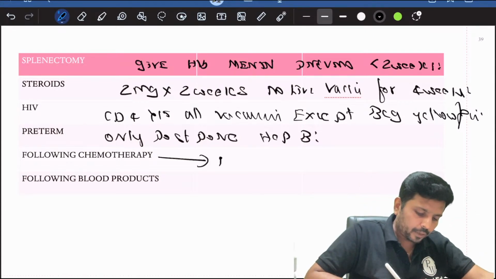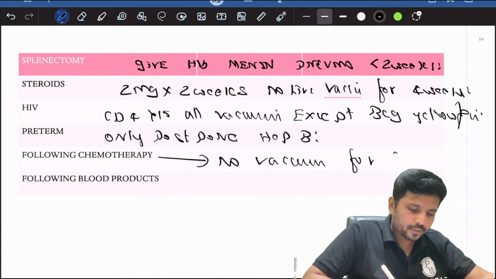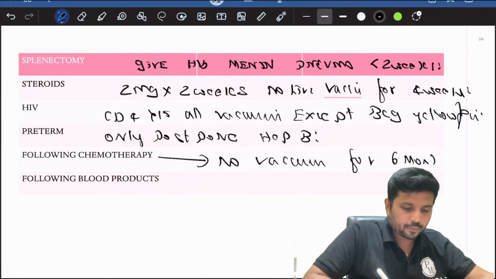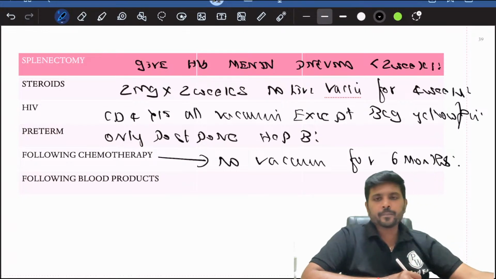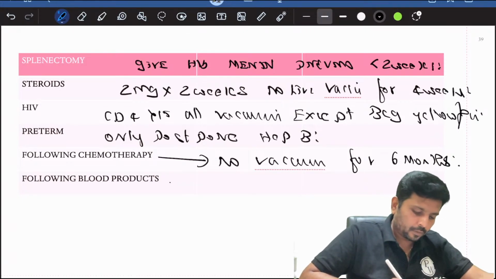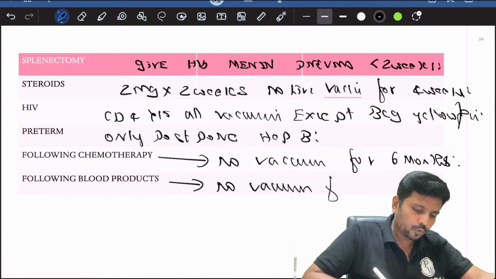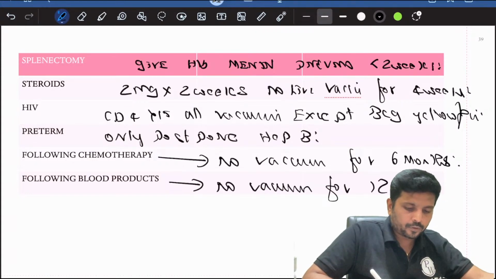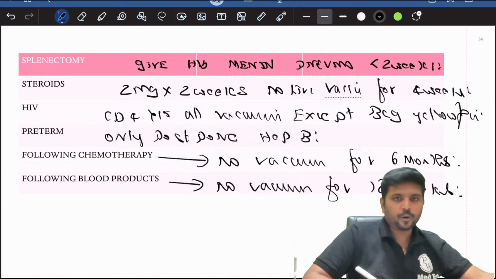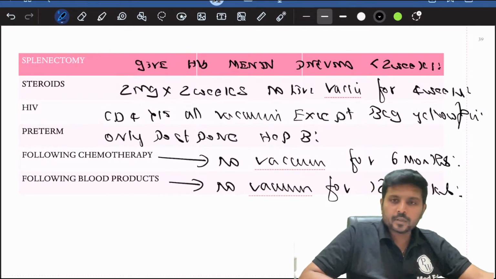Following chemotherapy, no vaccines for 6 months. Following blood products, no vaccines for 12 weeks. So this is a very, very important slide. Right.